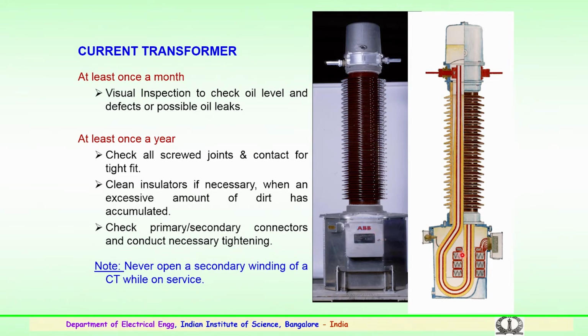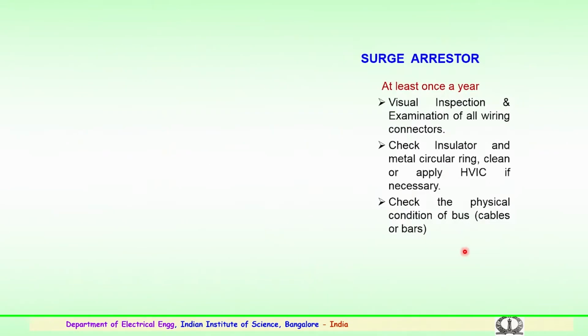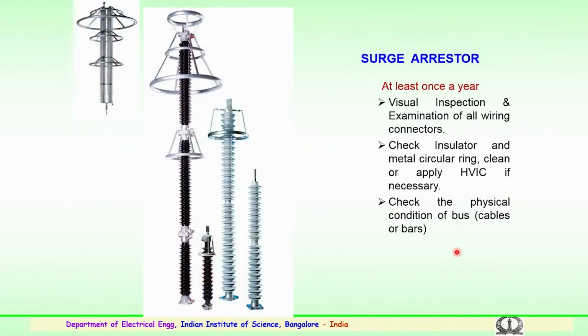The important point to be noted is that one must never open the secondary winding of a current transformer while it is in service. This is not advisable; the current transformer secondary should not be open. That is one of the instructions to be followed by the personnel attending to this maintenance job. Both equipments have to be calibrated once a year for proper information.